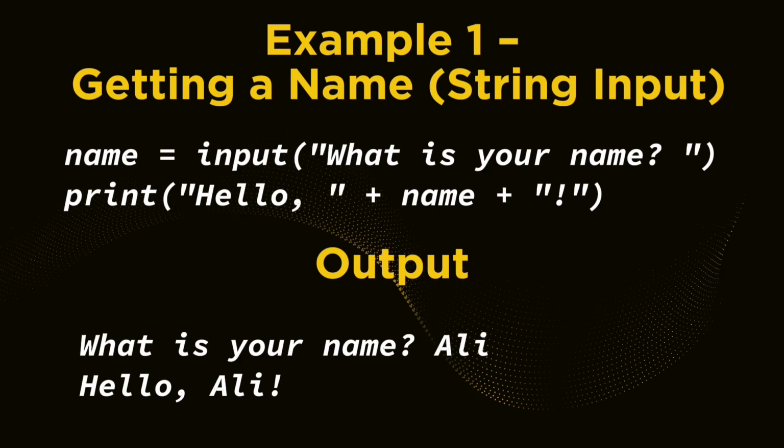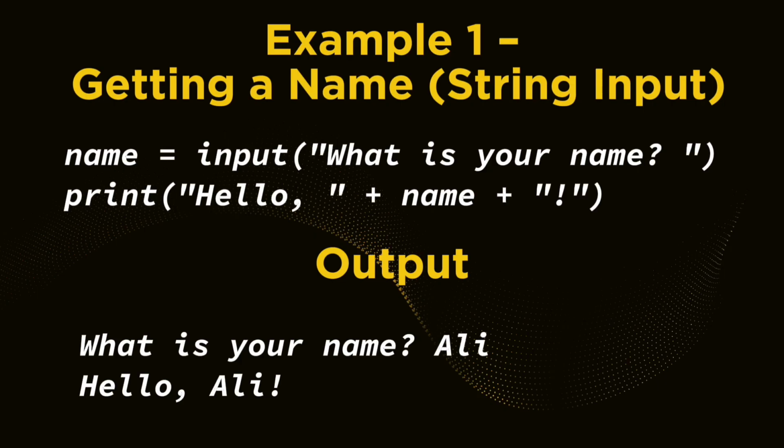We can use the plus symbol to join strings together. Hello and name are both strings, so we can add them using plus to make one long sentence. This is called string concatenation, a new word that means joining strings. We'll learn more about joining strings in the next lessons, but for now just remember, when you use input, the result is always a string, and you can join it with other text using the plus symbol.